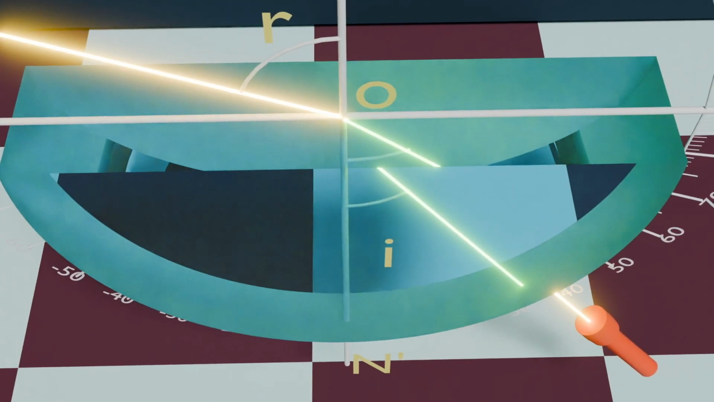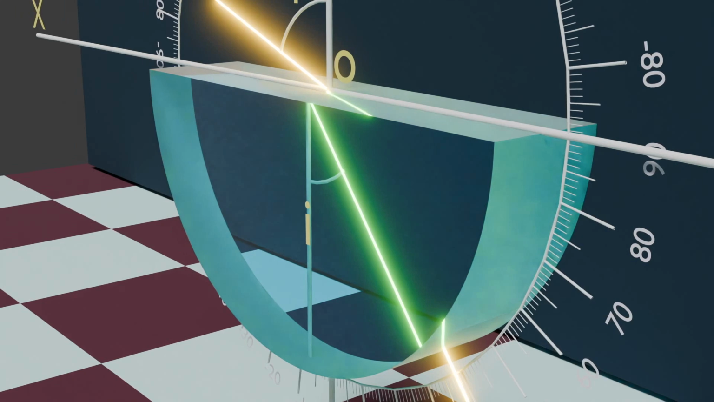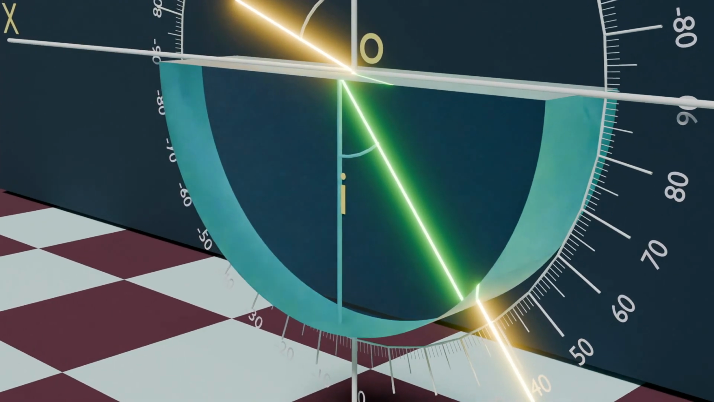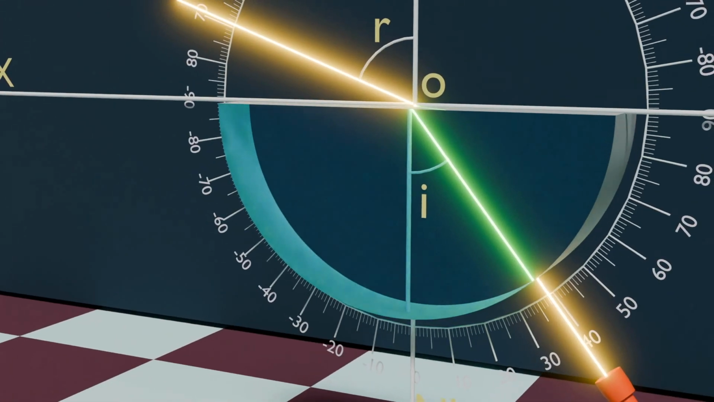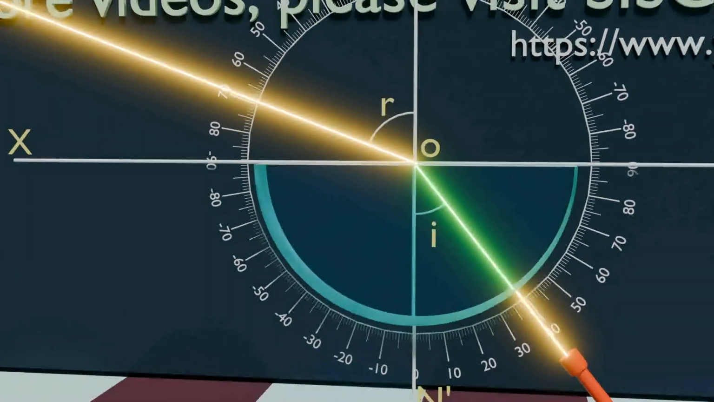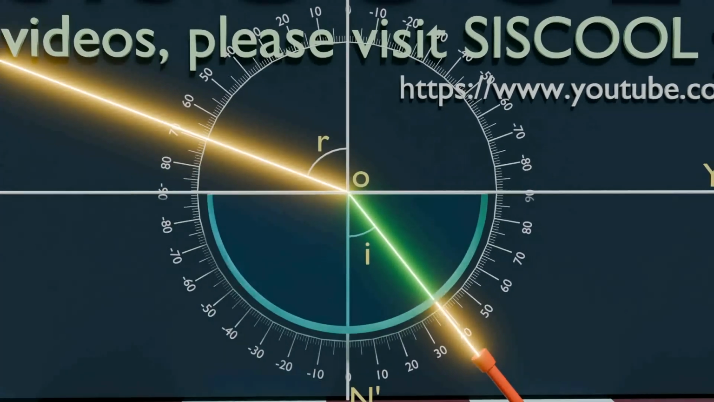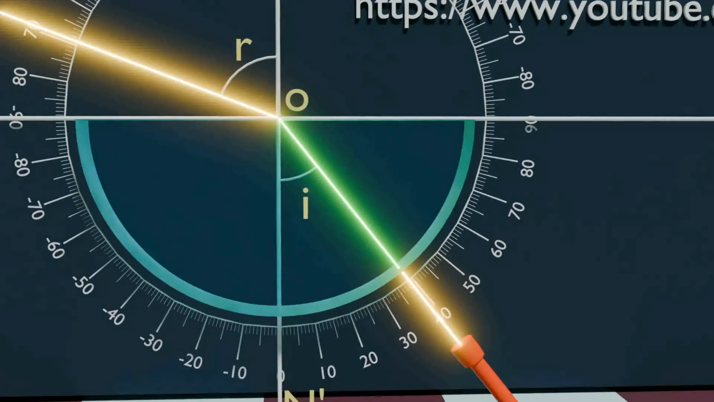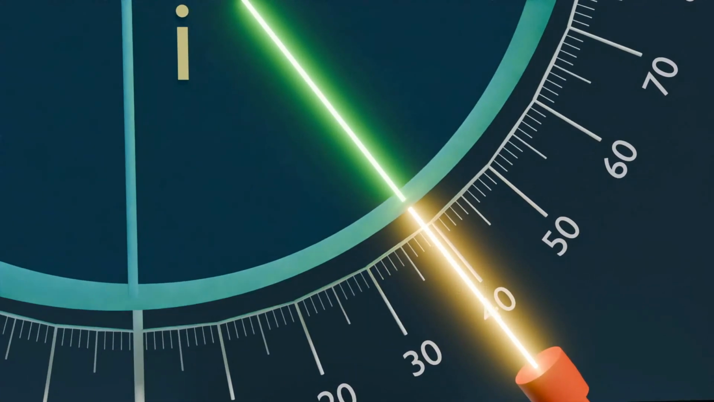We will begin with a small experiment. For this, we have a semicircular glass slab and a light source that produces a narrow beam of light. The light beam enters the glass slab, travels through it, and then emerges into the air on the other side. To measure the angle of incidence and refraction, we will use a circular scale marked in degrees.